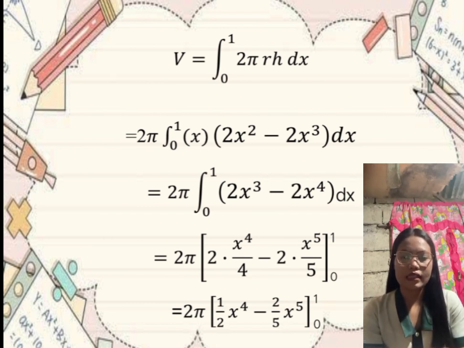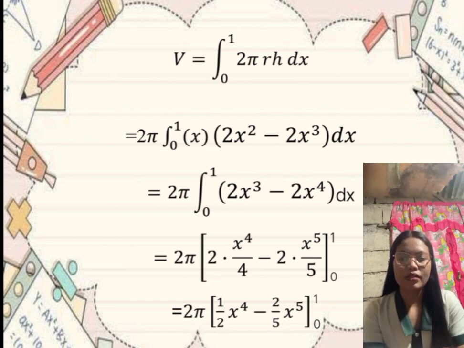Now we can substitute all the given into our formula. So since 2 pi is a constant, we can move it outside the integral sign, and it will become 2 pi, the integral from 0 to 1 of x times 2x squared minus 2x cubed dx, and x times 2x squared minus 2x cubed is equal to 2x cubed minus 2x raised to 4.